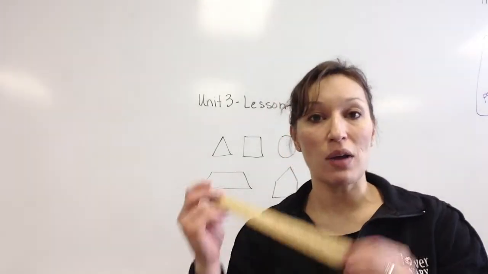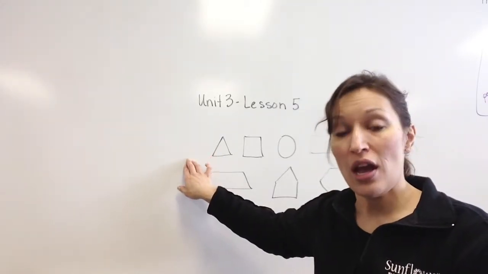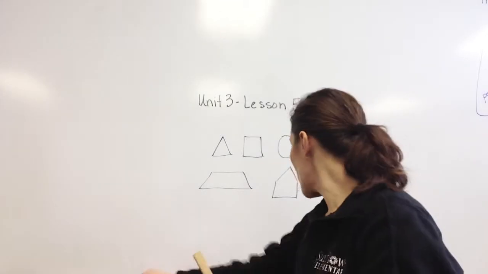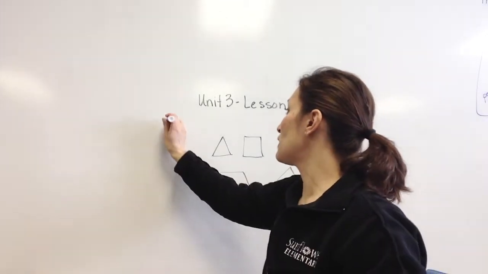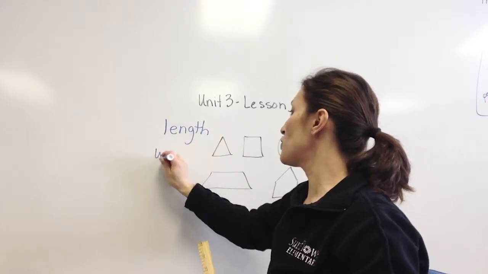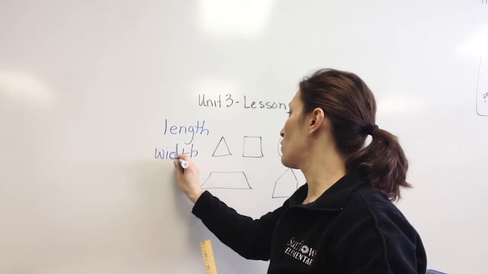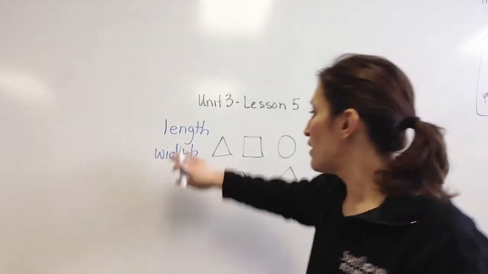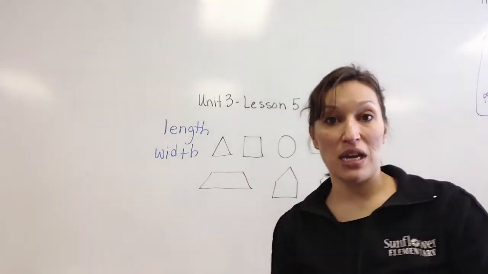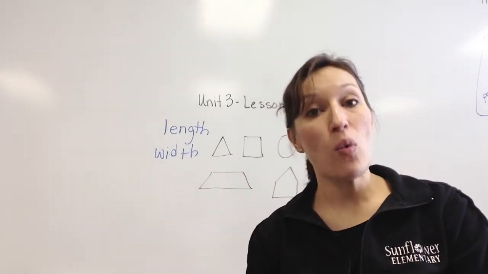If I were to use my ruler to measure these shapes that are written on this whiteboard, I could measure two different things with them. I could measure their length, and I could measure their width. These are the two things that I could measure with these shapes. Length means how long something is. Width means how wide something is.